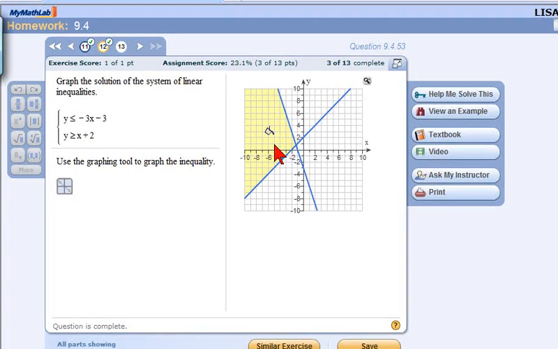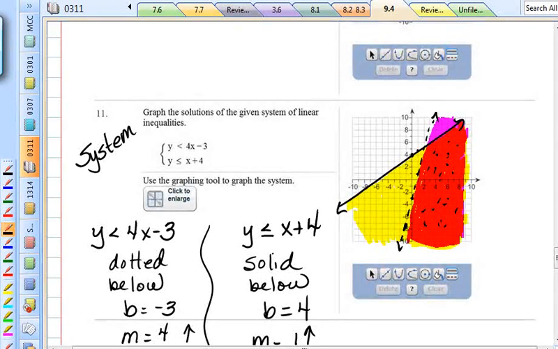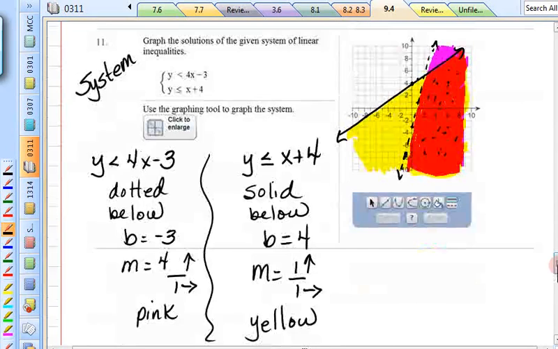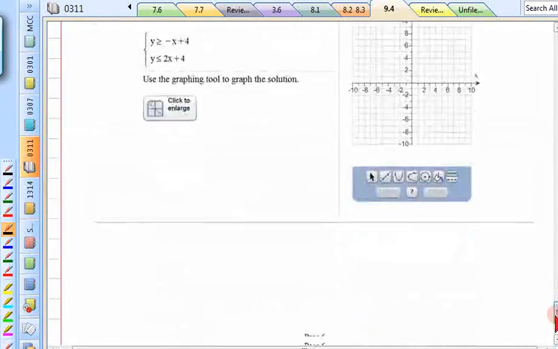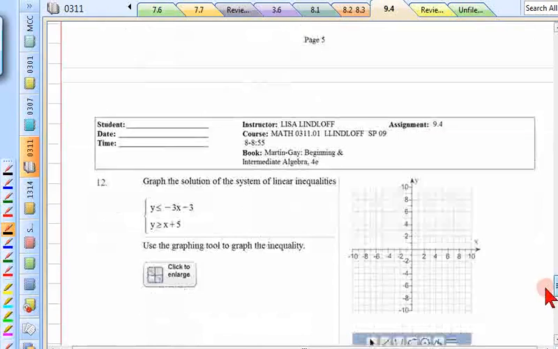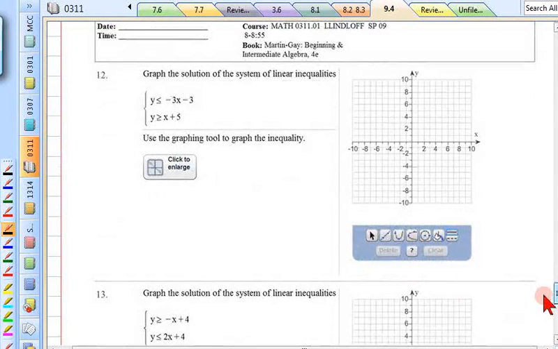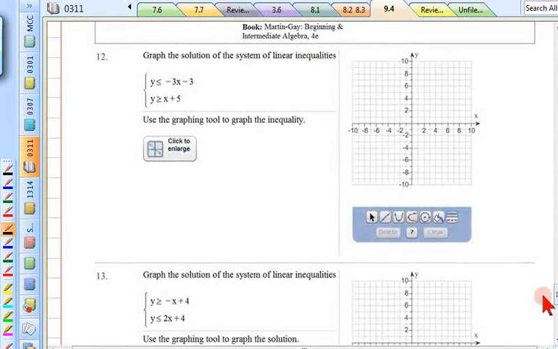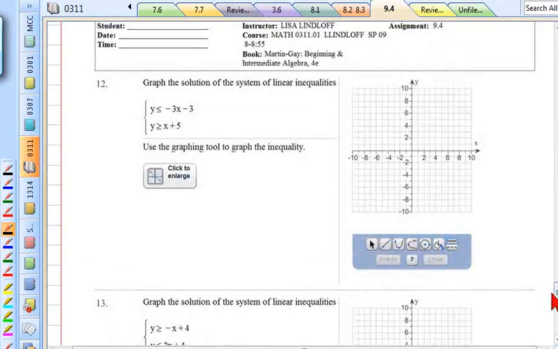Okay? So it's a little bit of a challenge in my math lab. How many problems do you have? You have 3 that are intersections. Okay, would you like to do one more intersection? Okay. Let's look at number 12. This will be our last one.